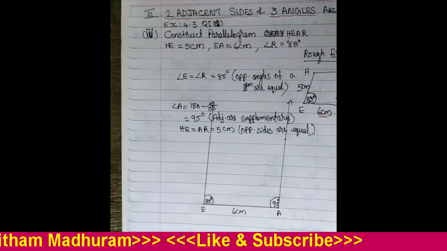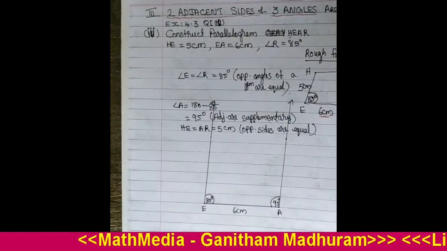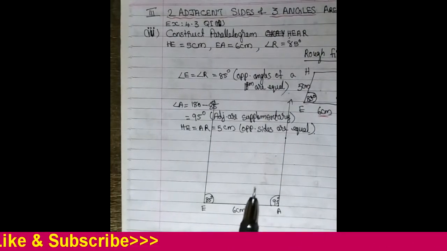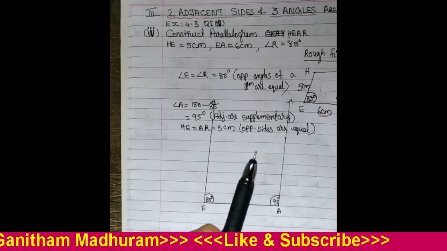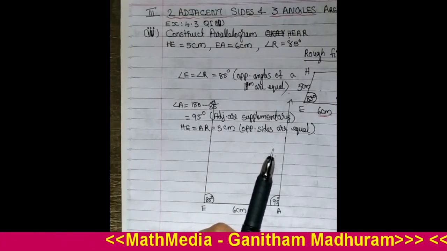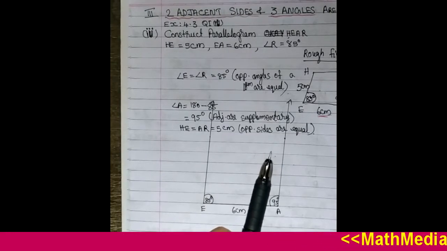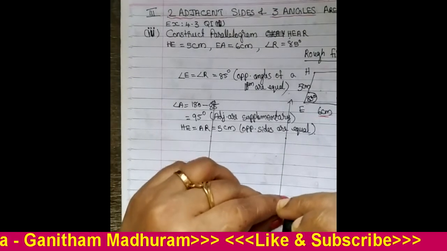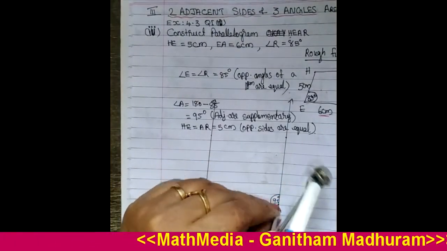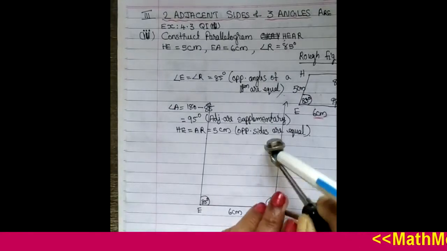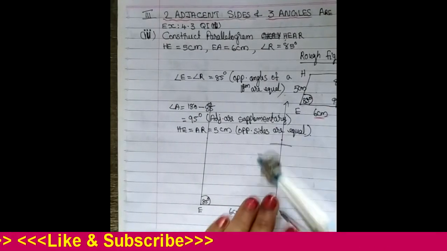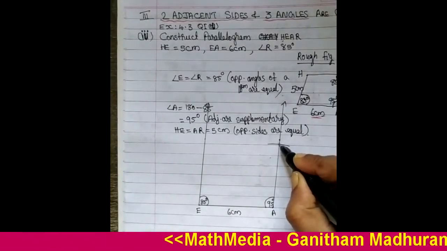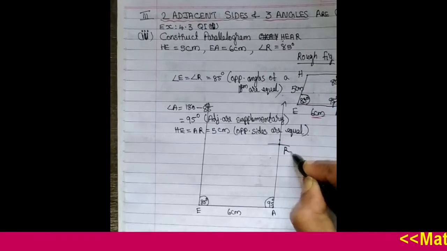Now we have AR equal to 5 centimeter. So in the compass you have to take 5 centimeter radius. Take exact 5 centimeter radius, and with the center A, draw an arc. Where the arc intersects the ray, this is the required point R.